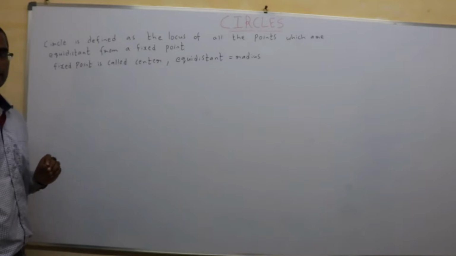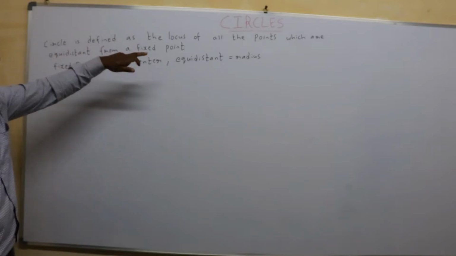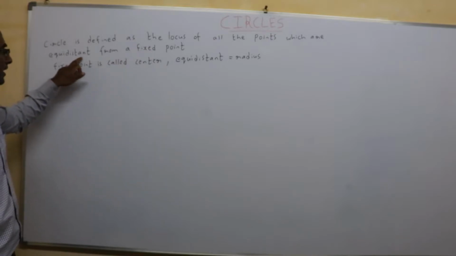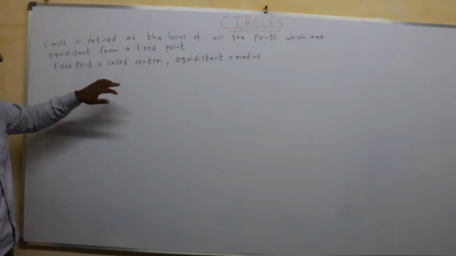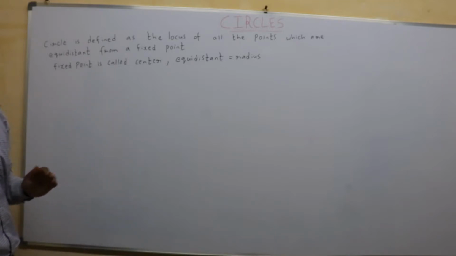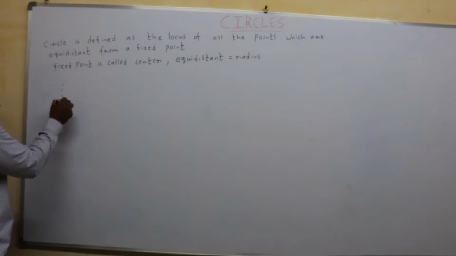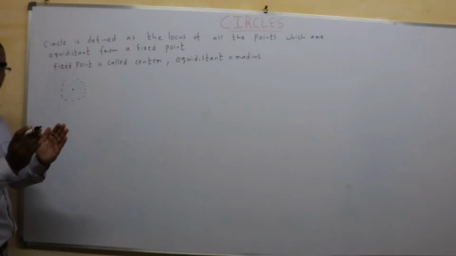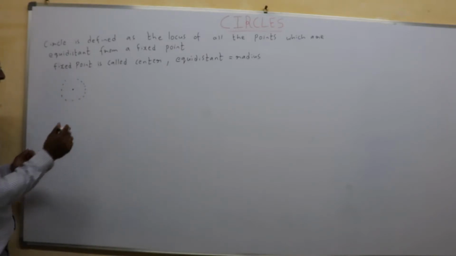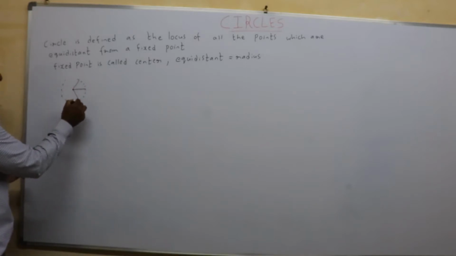Circle's introduction. A circle is defined as the locus of all the points which are equidistant from a fixed point. That fixed point is called the center and the equidistance is called the radius. It means the locus of all these points, each point is at a fixed distance from the fixed point. Each distance is the same from this point.